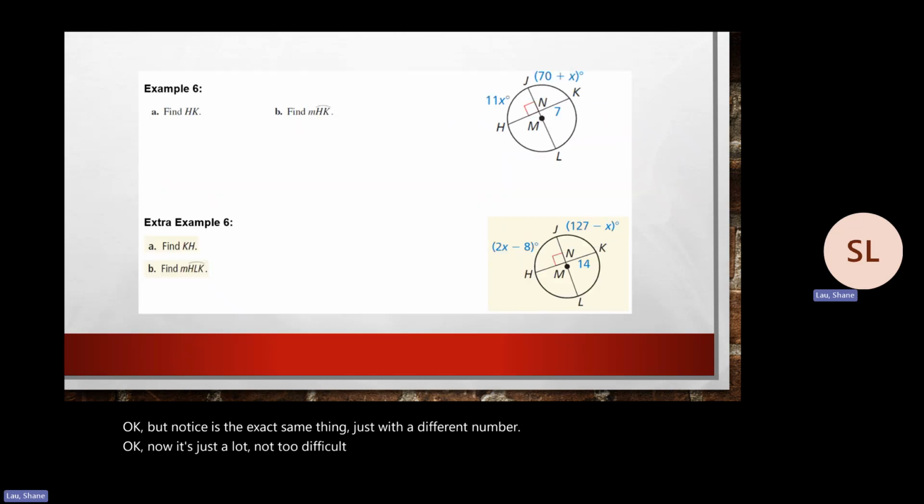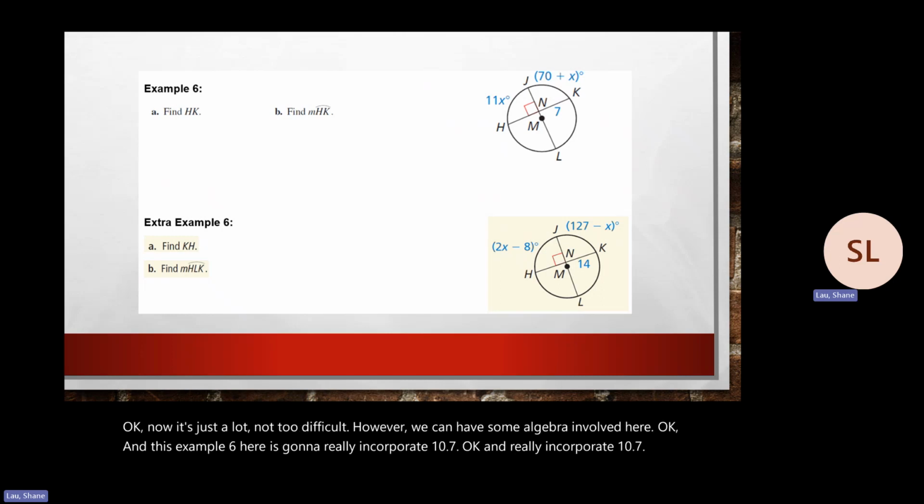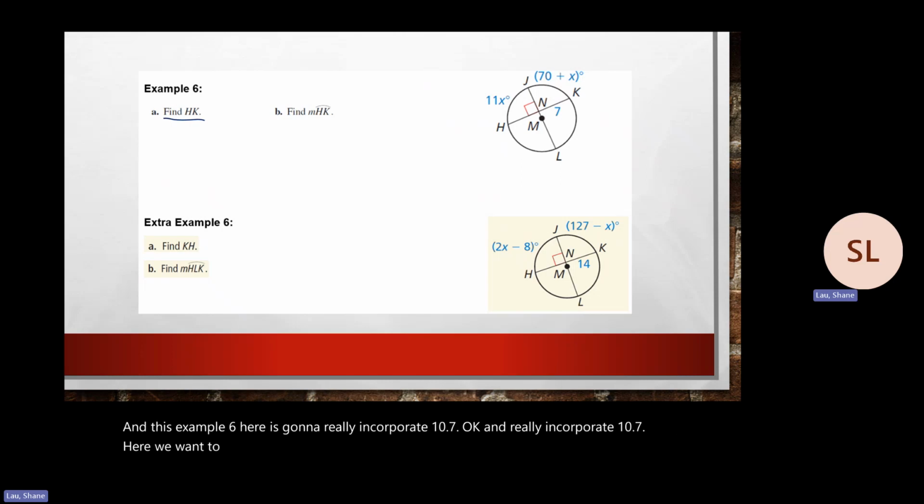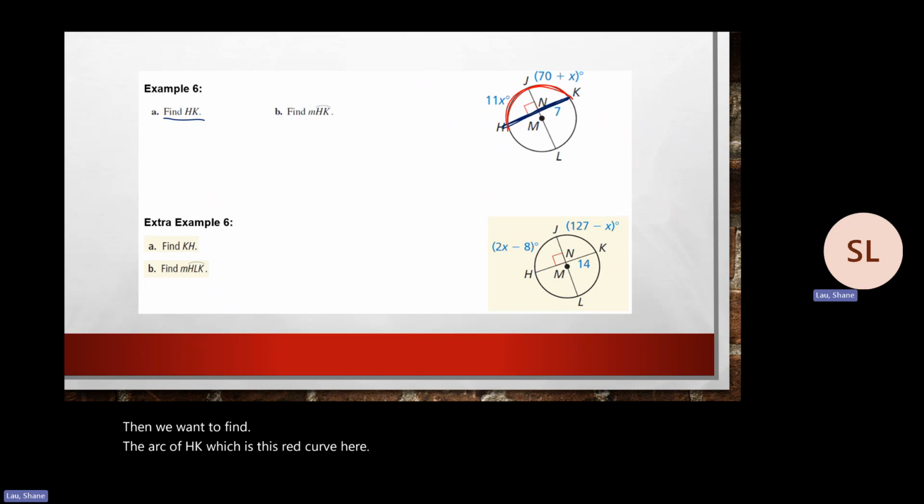However, we can have some algebra involved here. This example 6 is going to really incorporate 10.7. Here, we want to find HK. HK is this blue line there that I've marked. Then we want to find the arc of HK, which is this red curve here. Not quite a semicircle. We're not crossing that middle point there.